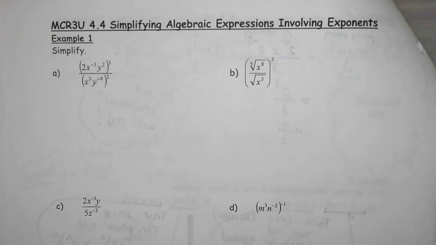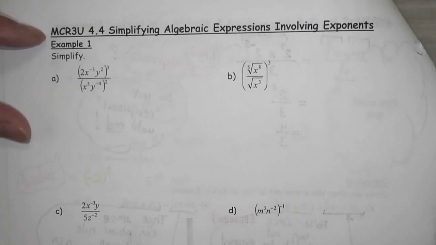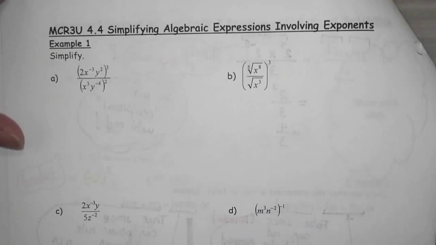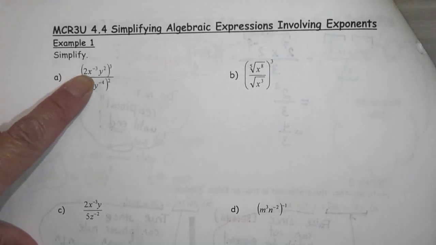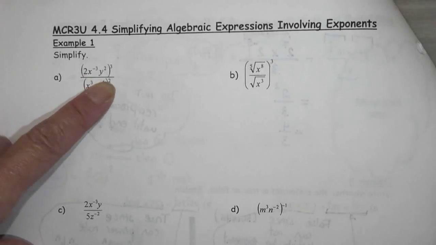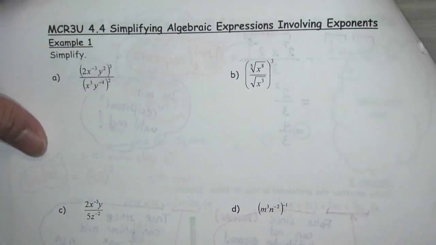So 4.4 is simplifying algebraic expressions involving exponents. The other sections that we did had a lot of calculating. We were evaluating, we were simplifying as far as possible, we were adding those things together. So this one here, look, we've got bases that have variables now. Right, so we've got some nice little variables. So you can see that we're going to mix it up.